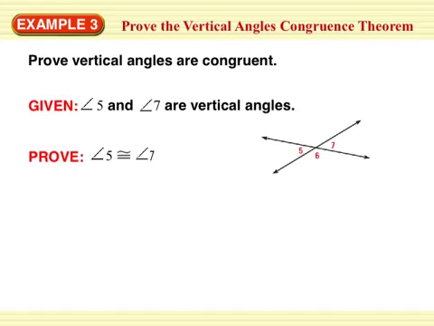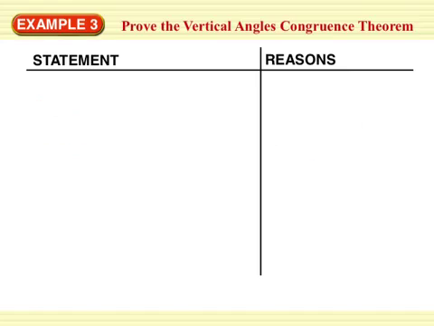Okay, let's use this. Prove the vertical angles are congruent theorem. Given angle 5 and angle 7 are vertical angles, we need to prove that angle 5 is congruent to angle 7. So what do we know? If you want to write this drawing down and turn to the next page, I'm going to prove it, but there's not enough room on this slide. All right, let's get this started. Let's write down what we know.